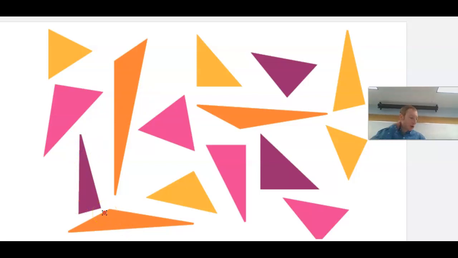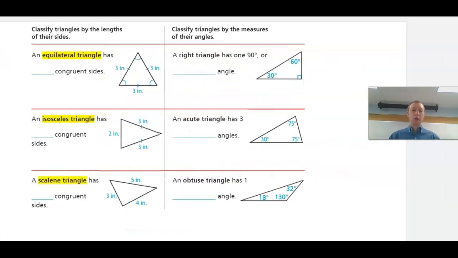Today we're going to try to classify these triangles. There are two ways to classify triangles. We can classify them by the length of their sides, and we can also classify them by the measure of their angles. We're going to use both ways today. First we'll look at the sides, then the angles, and we'll give each triangle two names based on its sides and its angles.